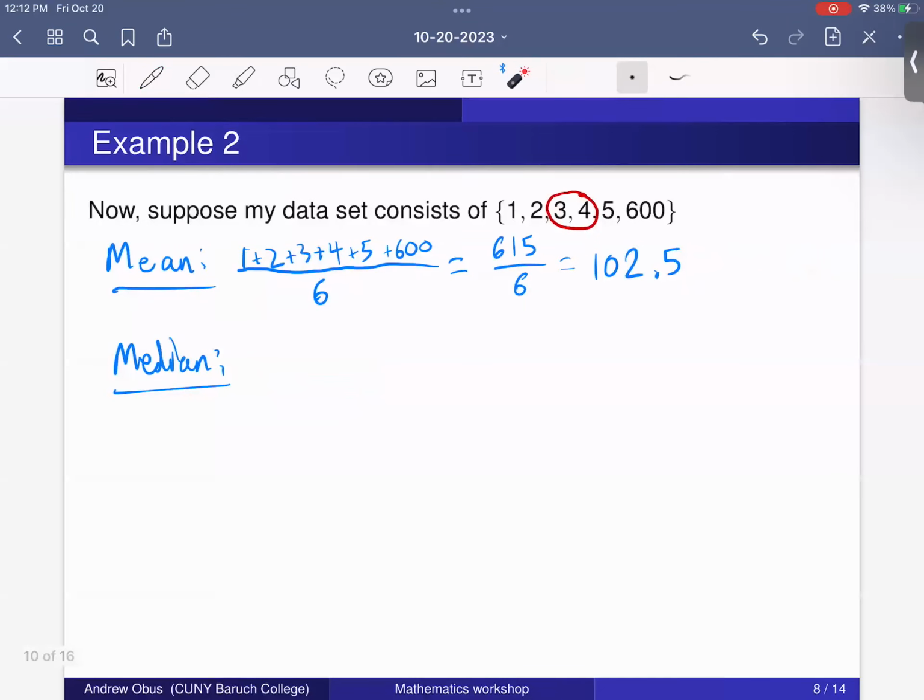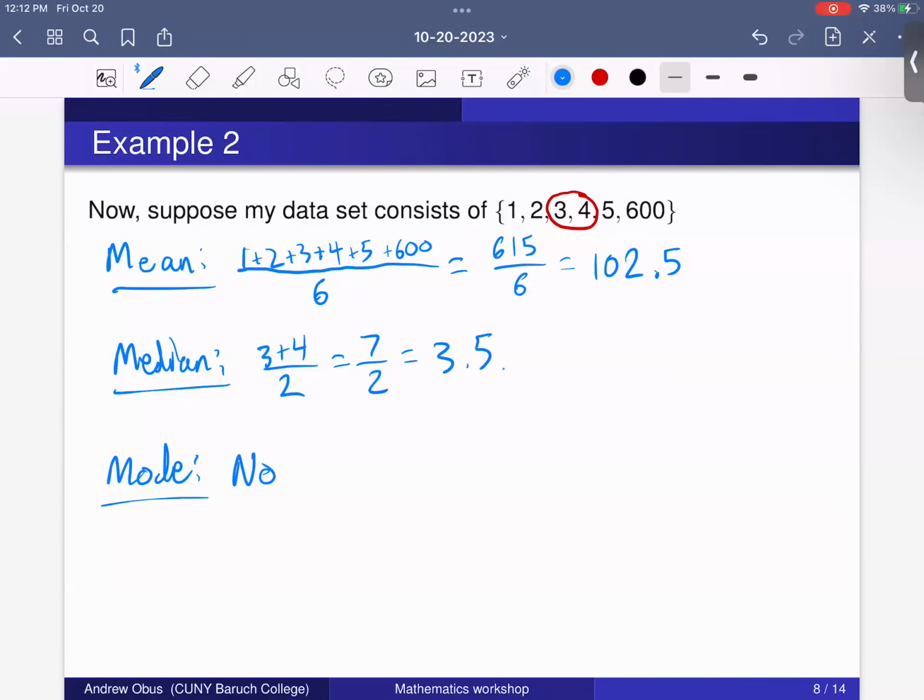Okay, so here for our median, it's exactly the same calculation as before. 3 and 4 are still the two middle entries. So it's still just going to be 3 plus 4 over 2, which is 7 over 2, which is 3.5. And the mode, same as before, no mode. And so let me just make an observation. Here, the mean is much bigger than the median.